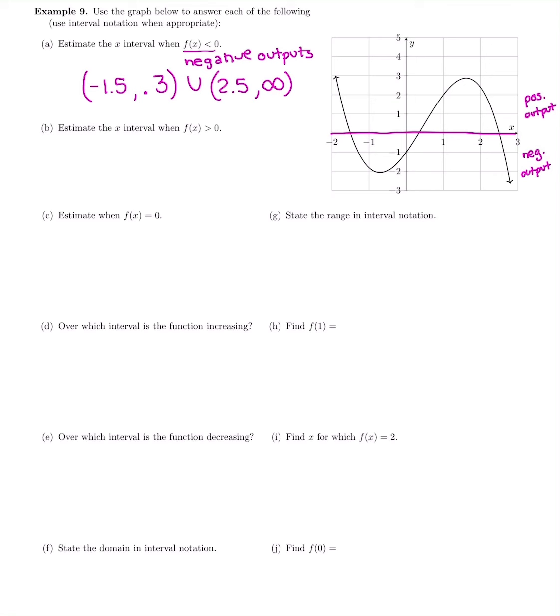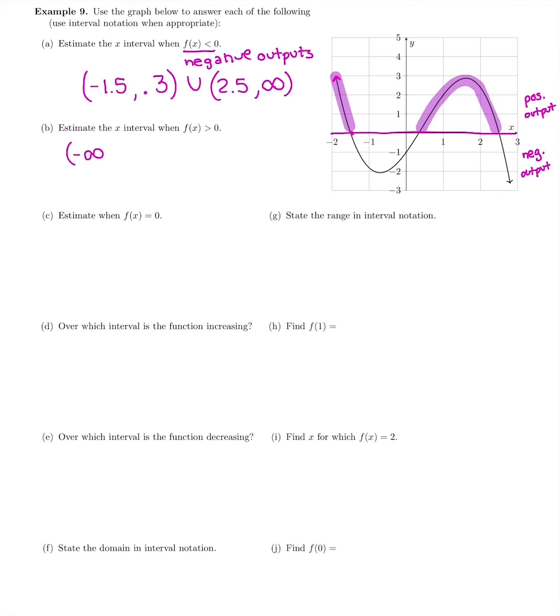If we compare that to positive outputs, we're looking above that x-axis. So this piece here is above, as well as this piece. And we want to write that in interval notation, always using x values unless you're asked for range. So looking to the left here, this is going up and over. So to the left, as x is negative infinity, the y values are going up. They're staying way above the x-axis. So you have positive outputs above there.